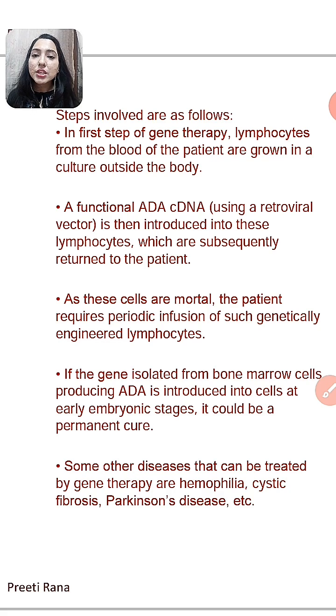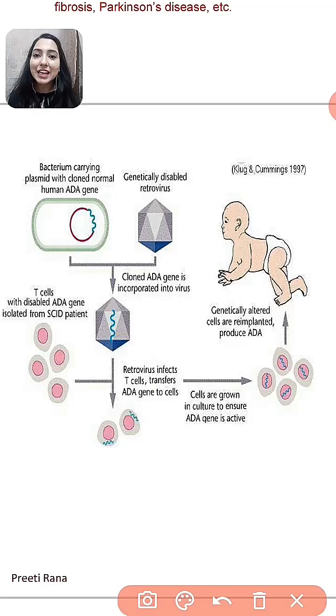If the gene isolated from the bone marrow cells that produces ADA is introduced into the cells at the early embryonic stage, it could be permanently cured. The other diseases that can be treated by gene therapy are hemophilia, cystic fibrosis, Parkinson's disease, and many more. The diagram shows the steps involved in the treatment of ADA deficiency.